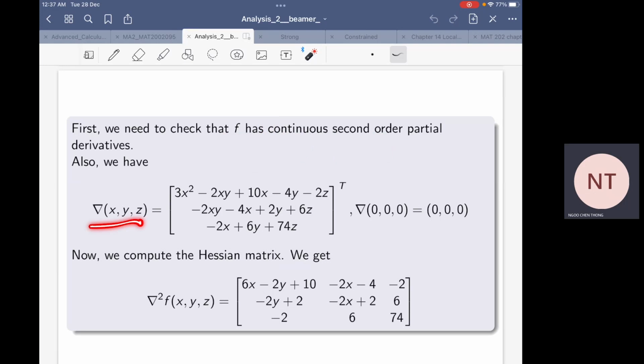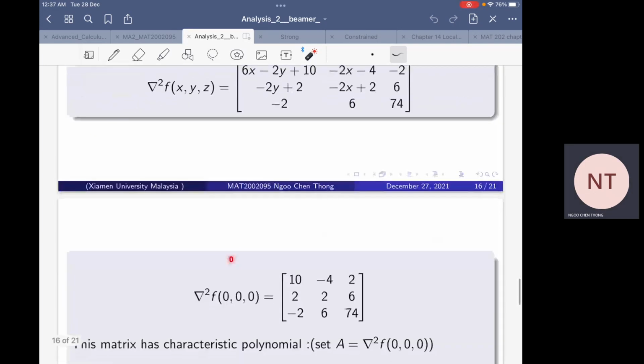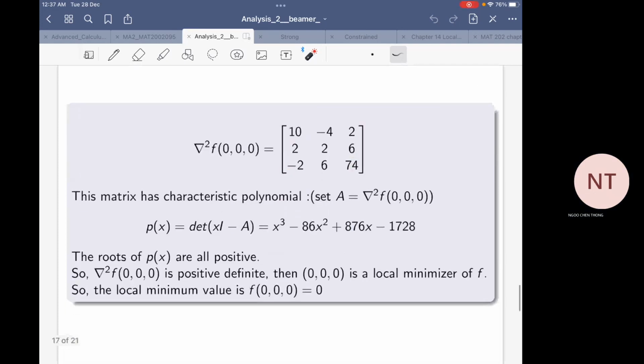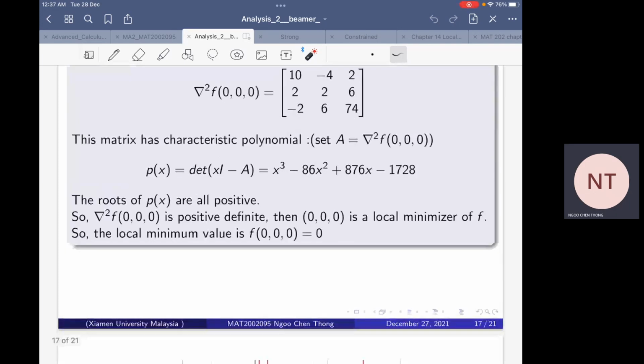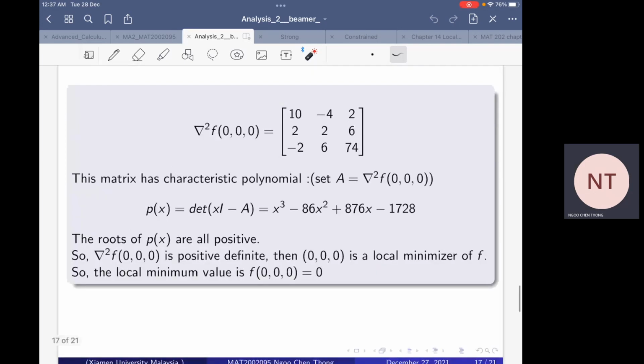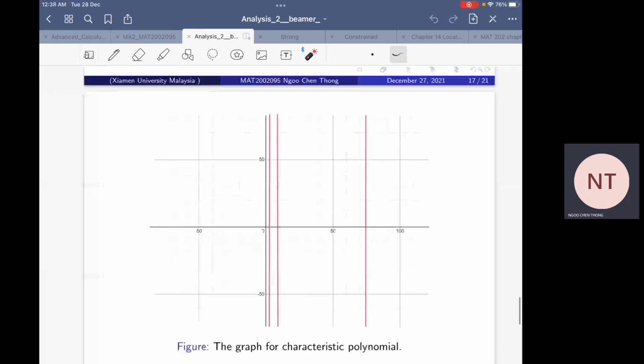Now we find the gradient vector and we substitute x inside, then we get 0. Again, here is the Hessian matrix, and we substitute the point inside, then we get the 3 by 3 matrix. Now we want to determine whether this matrix is positive definite or negative definite. Here the method we use is to find the eigenvalues. To find the eigenvalues, we can solve the characteristic polynomial. The polynomial is here, and it is a cubic function, so we can see that the graph is like this.